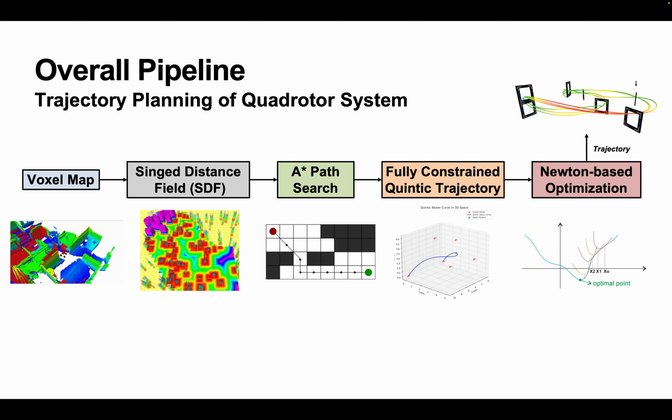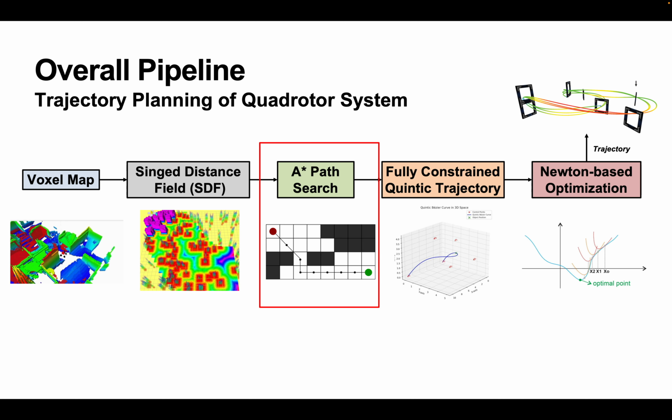Now, I'll explain the overall trajectory generation pipeline. First, we represent the 3D environment as a voxel map. Then we compute the signed distance field, or SDF, which gives the distance to the nearest obstacle. Next, A-star search finds an initial collision-free geometric path. This path is converted into a fully constrained quintic trajectory. Finally, Newton-based optimization improves the trajectory by considering smoothness, obstacle clearance, and reference tracking.